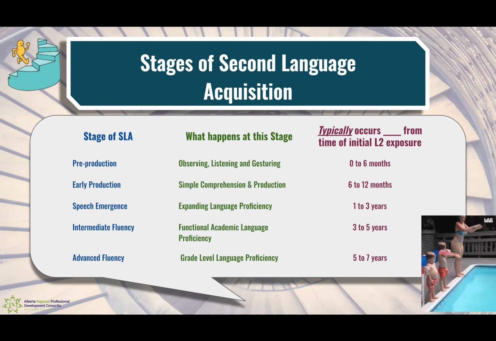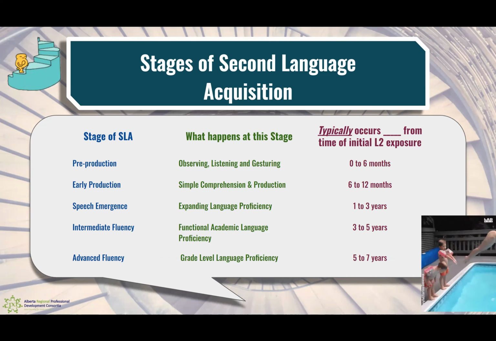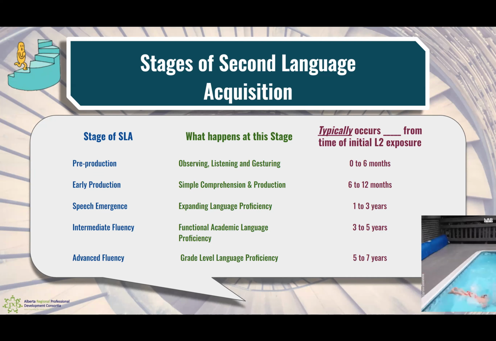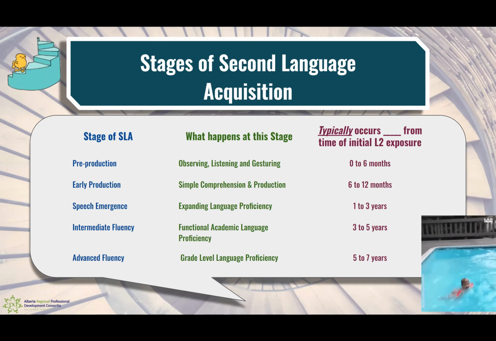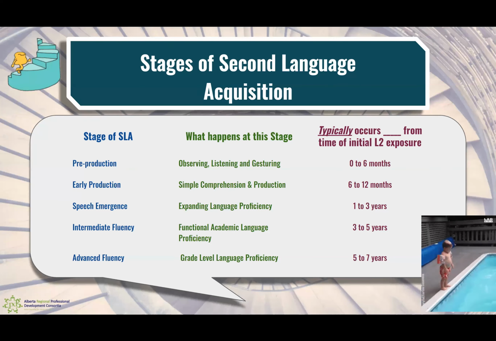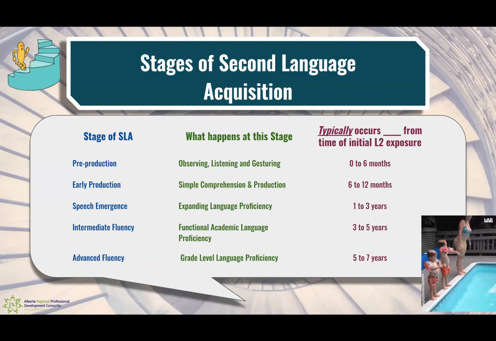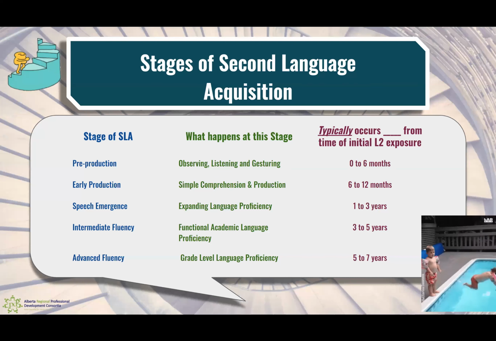There are 5 stages that, through research, they've talked about. The first one is the pre-production stage, where you'll see lots of observing, listening, and gesturing. Usually in the first 6 months or so that they're being exposed to an additional language, sometimes you see that silent period, and our students may be very, very quiet in those first 6 months.